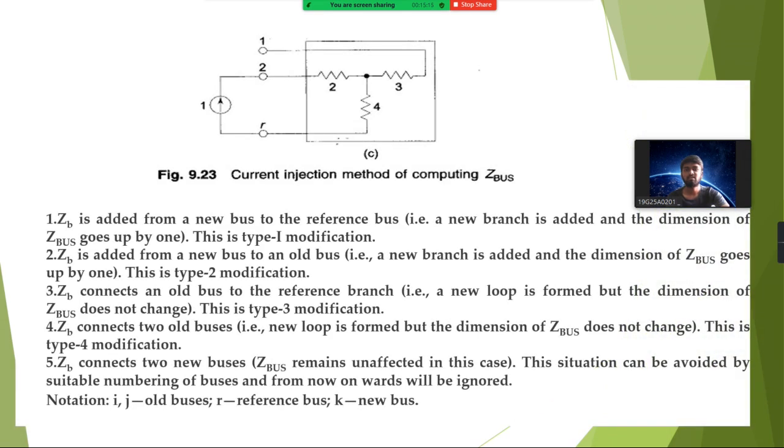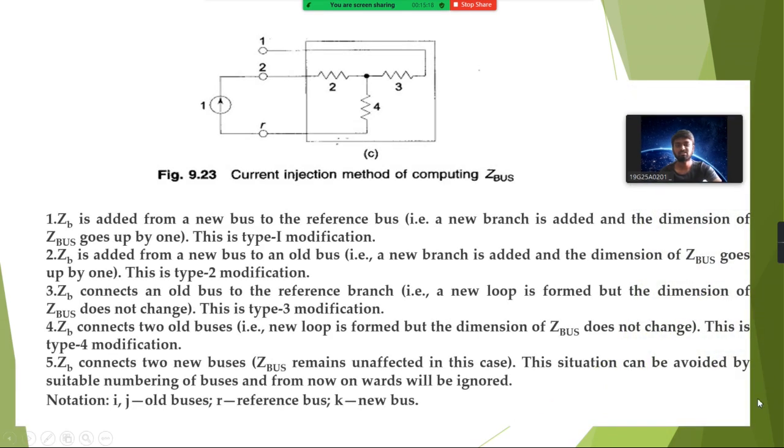Next slide, current injection computing Z-bus. In this slide, we are doing the modifications. What are all the modifications which we use on the old Z-bus matrix to get a new Z-bus matrix? The first modification is the Z-bus is added from a new bus to the reference bus, that is, a new branch is added and the dimension of the Z-bus goes up by one. The matrix size will go up by one.